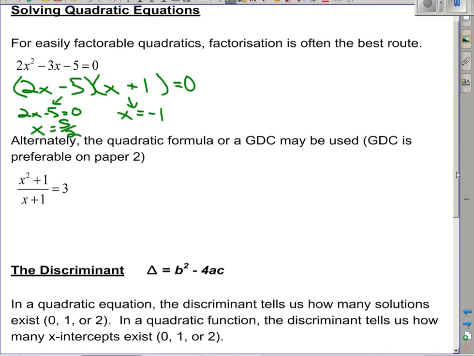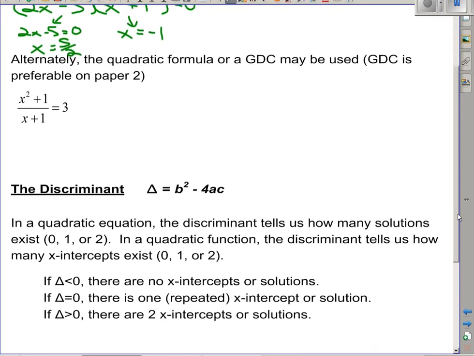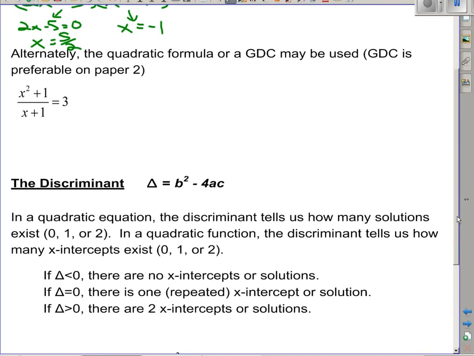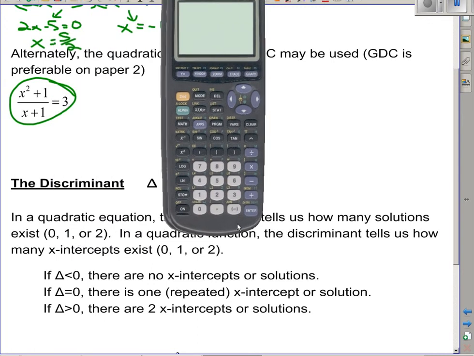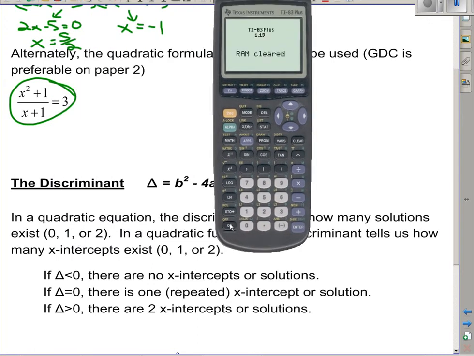Okay, if they can't be factored, or if you're having trouble factoring them, you can always use the quadratic formula, or your GDC. So if we were talking about paper 2 and we saw this question, really I would be inclined to just graph it. Make sure I put it in carefully. x squared plus 1 divided by brackets x plus 1. Okay. My right side is 3. Graph. Find those points of intersection.